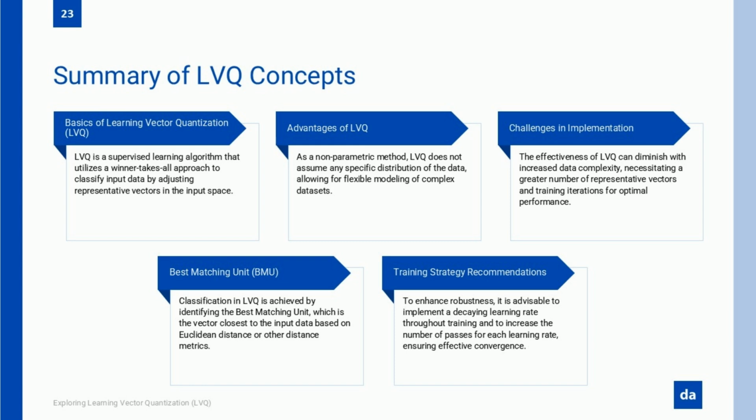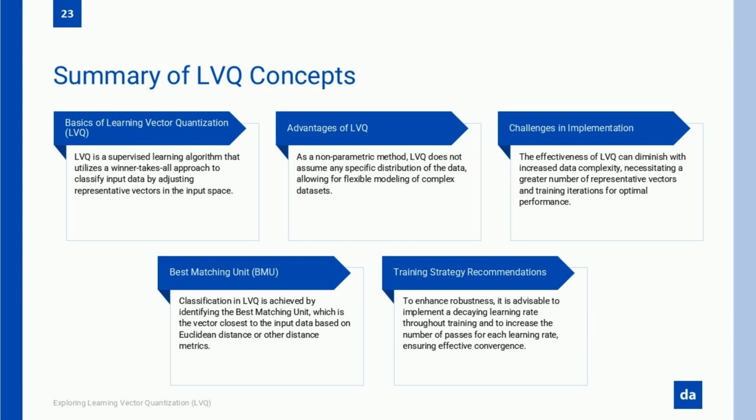LVQ is a powerful, supervised machine learning algorithm that classifies data by using representative prototype vectors instead of storing the entire dataset. Unlike KNN, which memorizes every single data point, LVQ learns and refines patterns, making it faster, more memory efficient, and adaptable for real-world applications. It all starts with finding the best matching unit, BMU, the prototype vector that's closest to the input. LVQ then adjusts the BMU, moving it closer to correctly classified points and away from misclassified ones. This iterative learning process ensures that the model continuously improves over time, refining its ability to classify data accurately.